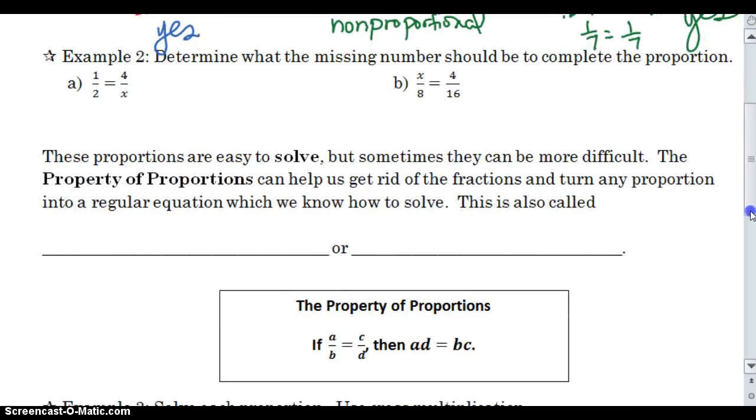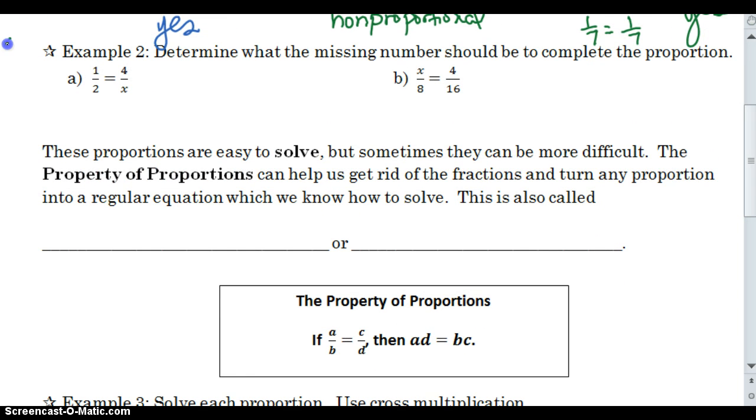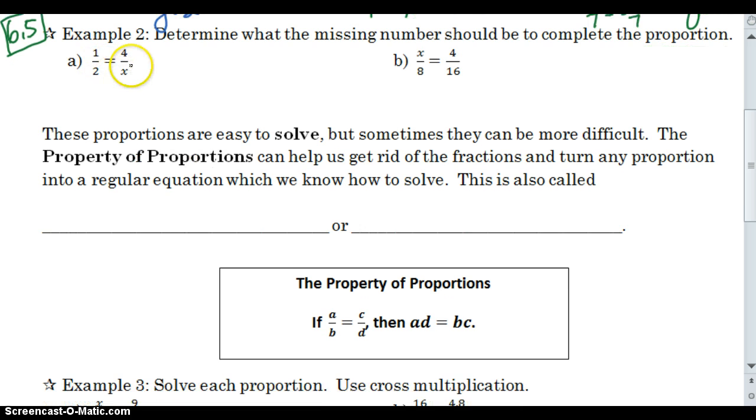So in example 2, this is where we start in on 6-5. It says, determine the missing number that should be used to complete the proportions. We're trying to make it a proportion. We want it to be true. So 4 over what equals 1/2? And that would be easy to say x is 8, because 4/8 simplifies to 1/2. That makes that a true proportion where the two ratios are equal.